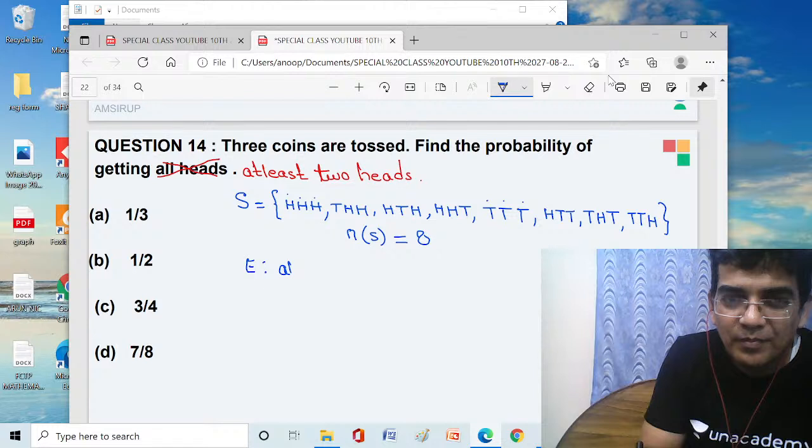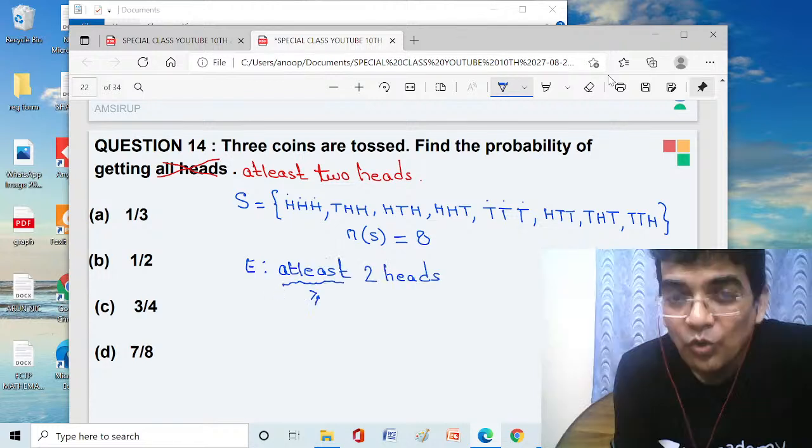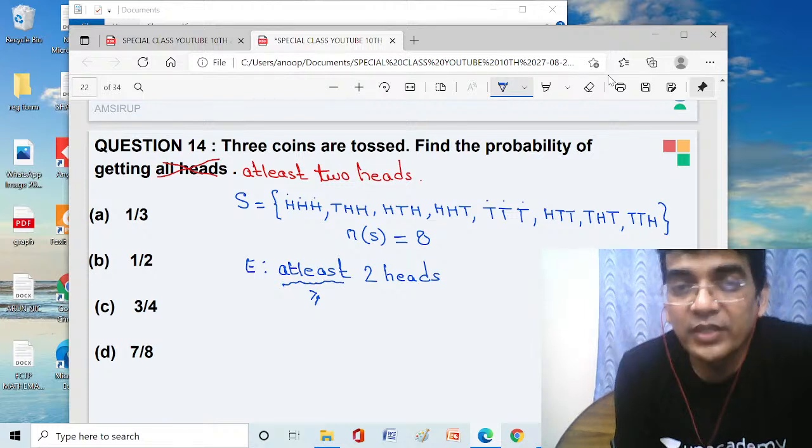Remember this at least. What is the meaning of at least? At least means greater than or equal to. So equal to means you have to choose all those outcomes in which there will be 2 heads. And then we have a greater than sign, which means you also have to choose those outcomes in which the number of heads will be more than 2. See, at least 2 means either equal to 2 heads or greater than 2 heads. So I will write the favorable outcomes for the event.